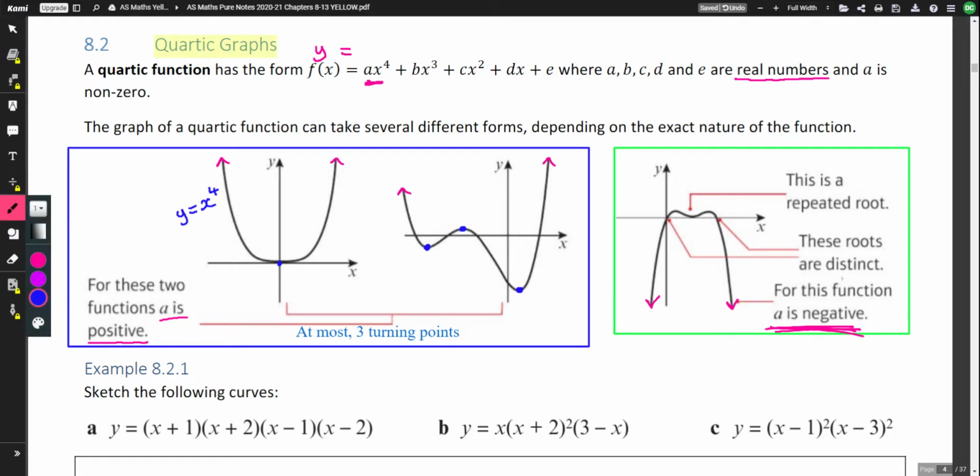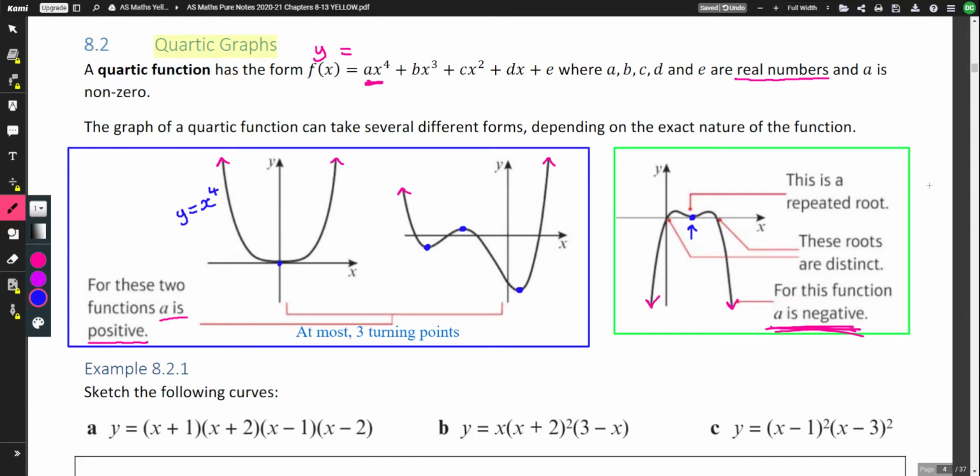If we look at the one on the right hand side, here we have an example of a repeated root. Similar to cubic graphs, when we have a repeated root, it bounces off the x-axis. In other words, we get a stationary point. So this point here on the graph, it's bouncing off the x-axis. So that tells us we have a repeated root.